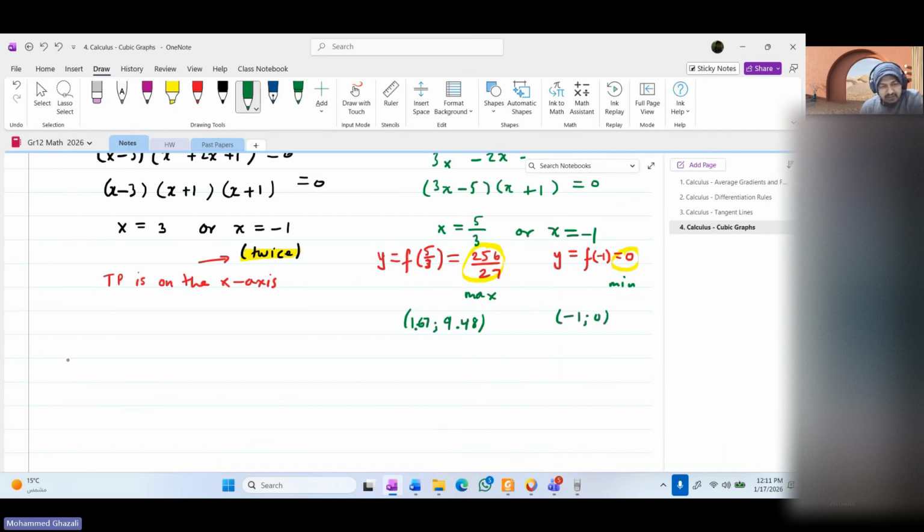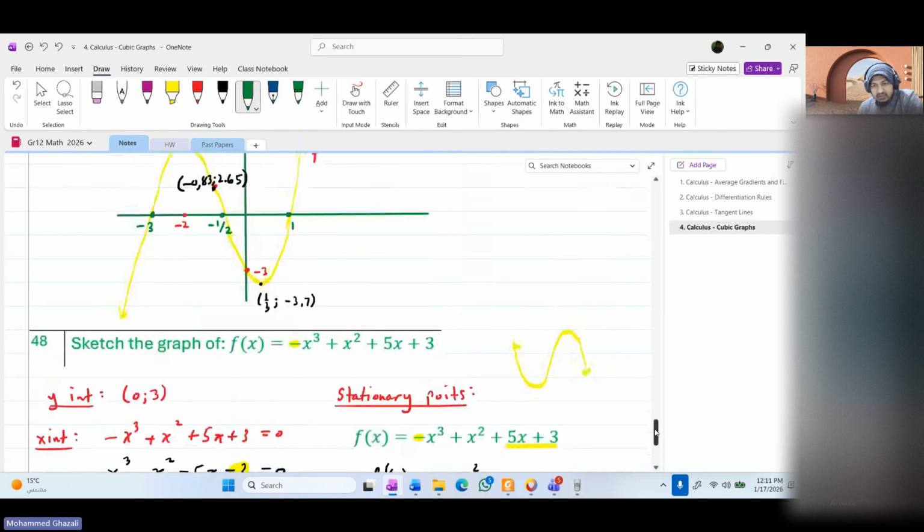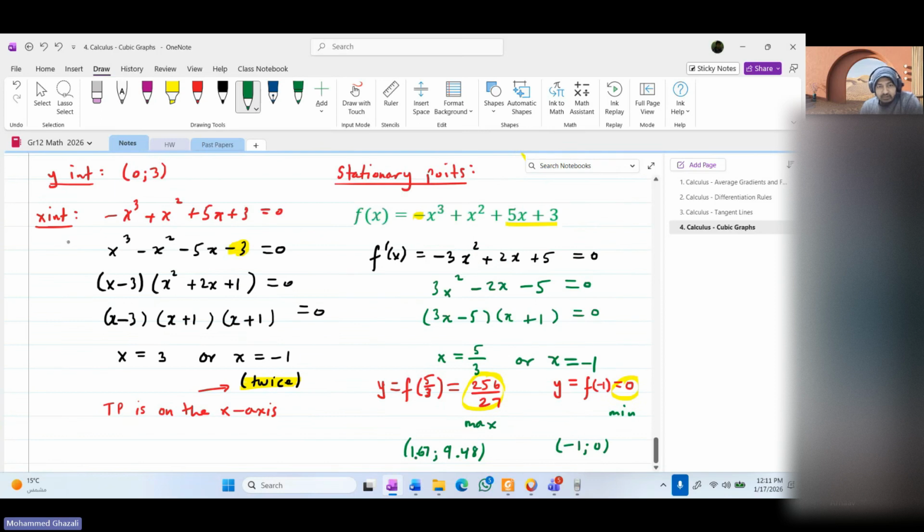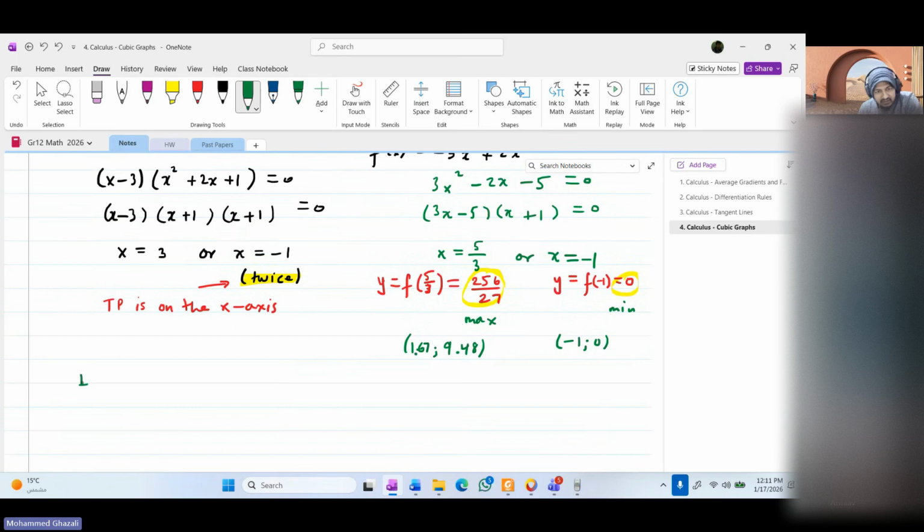Next part is inflection point. So you saw the shortcut method of finding how to sketch a graph. We have stationary points and we have x and y intercept. Now we're just going to find the inflection point.